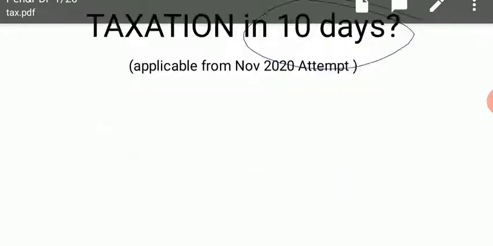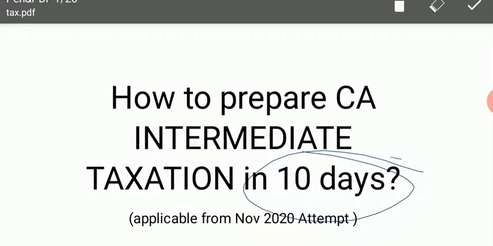Now these 10 days are actually not 10 days, because direct tax is a totally different subject than GST. Your taxation is a very vast subject, and it is not possible to cover the whole taxation syllabus in detail in 10 days. If you have 10 days, then either you have to leave any chapter, or you have to do all the chapters in a very hurry.